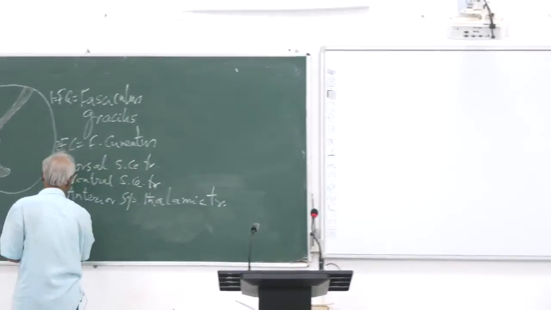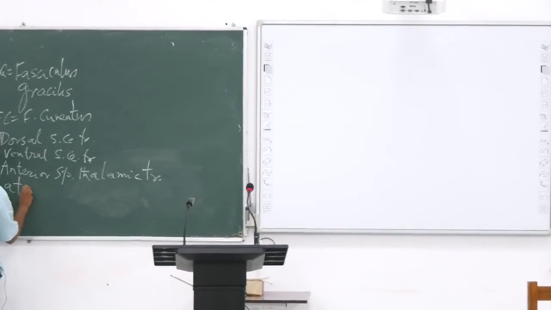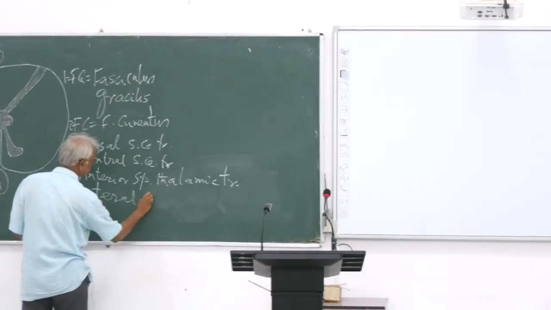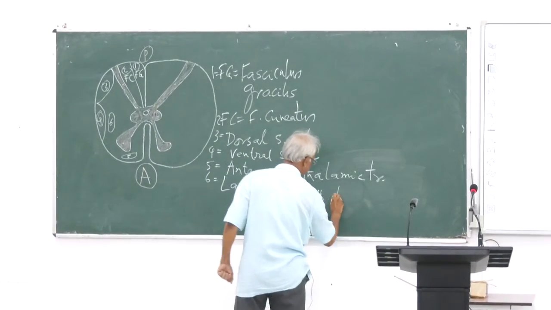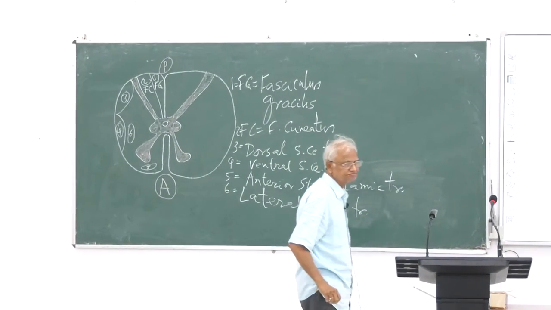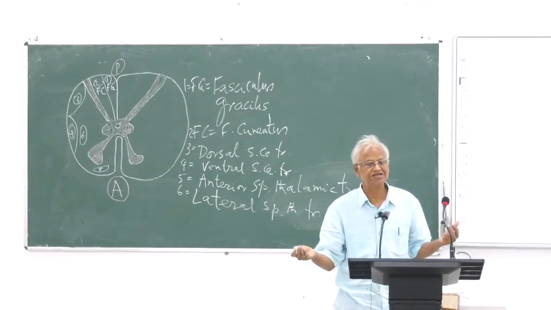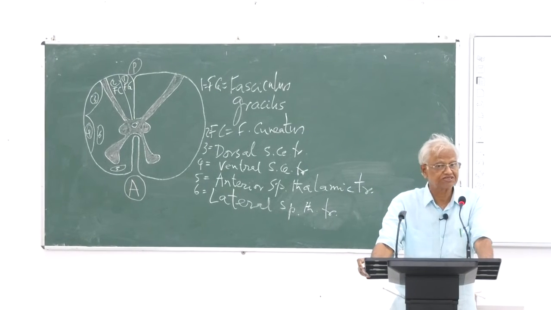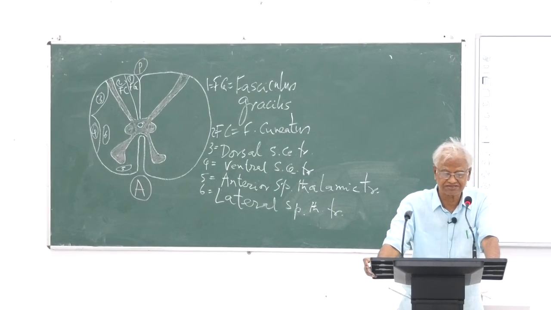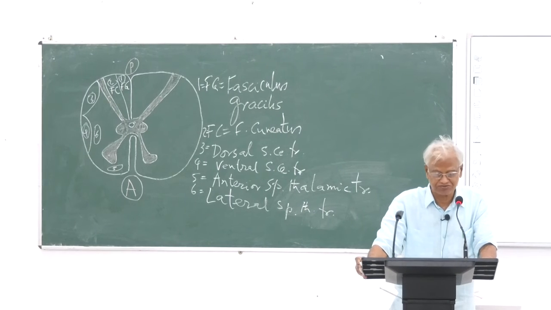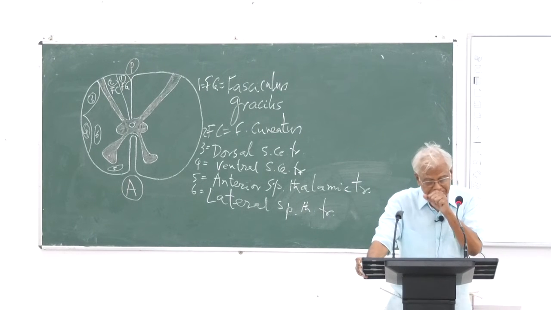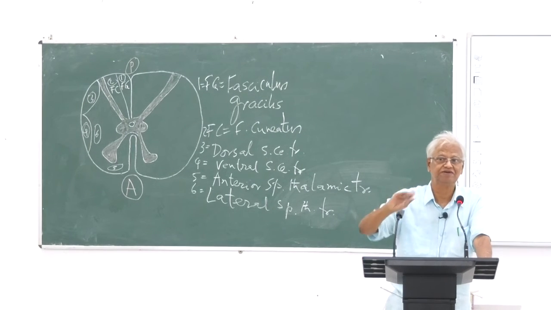And 6 is the lateral spinothalamic tract. That makes the 6 ascending tracts: fasciculus gracilis, fasciculus cuneatus, dorsal spinocerebellar tract, ventral spinocerebellar tract, anterior spinothalamic tract, lateral spinothalamic tract.